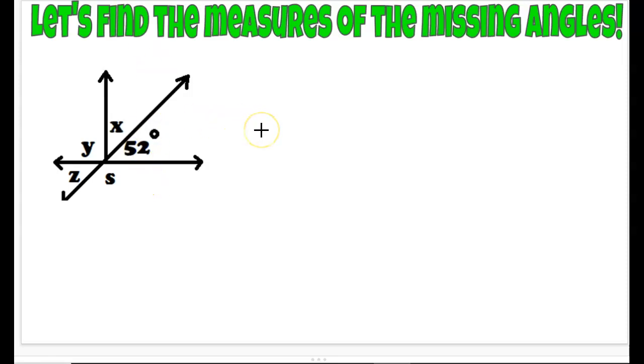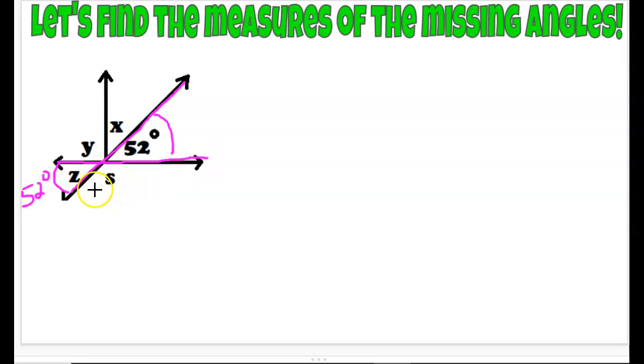It says find the measure of these missing angles, and I'm going to start with the easy one. I noticed that z uses this line, and it uses this line. Is there any other angle that shares the same two lines? Yeah, it's 52. So 52 and z are the same measurement. They're vertical. So z is 52 degrees.